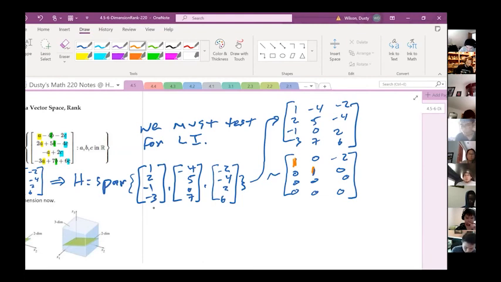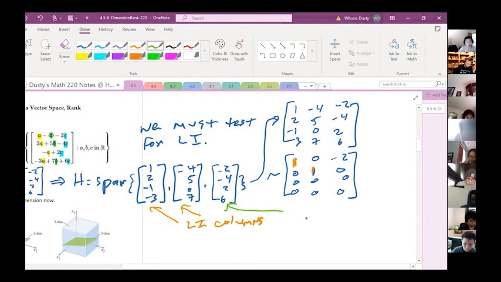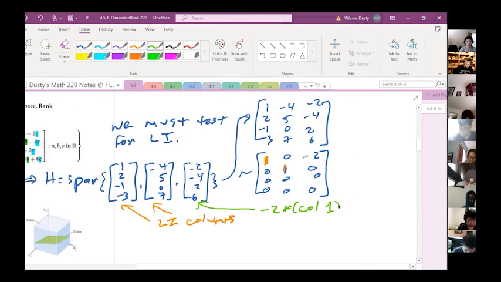Yeah, it tells us that these two columns, the first two, are going to be linearly independent. The third one, as you could actually see, this one right here is -2 times column 1. So it's a linearly dependent column.